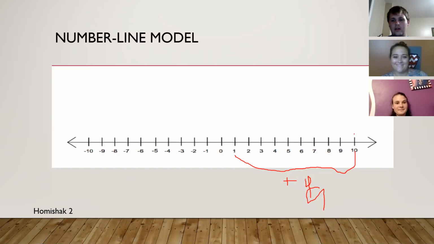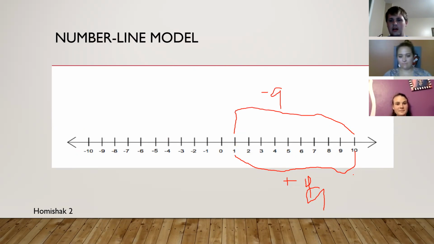Similarly, if we wanted to go back to 1, we would start with our 10 that we now have and take away 9 to go back to 1. This represents the equation 1 plus 9 equals 10, and 10 minus 9 equals 1.